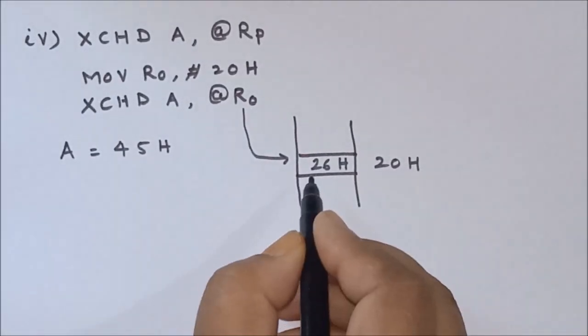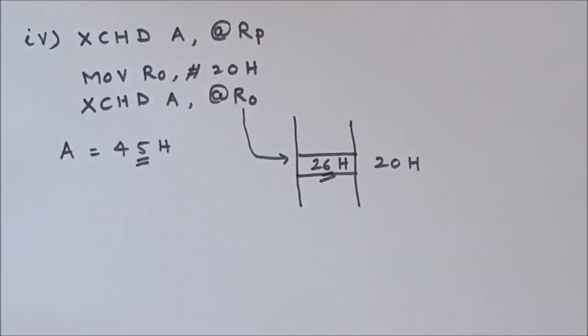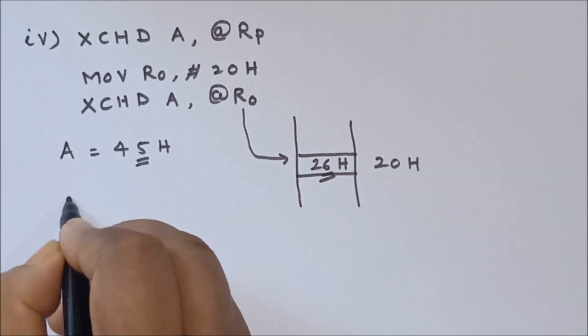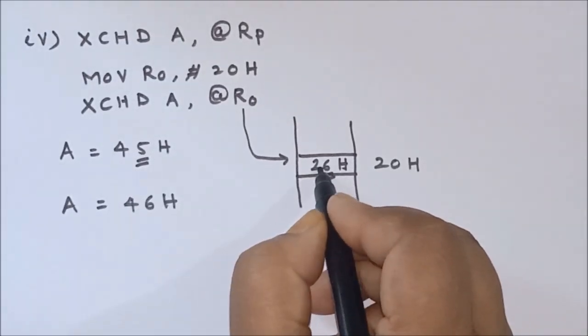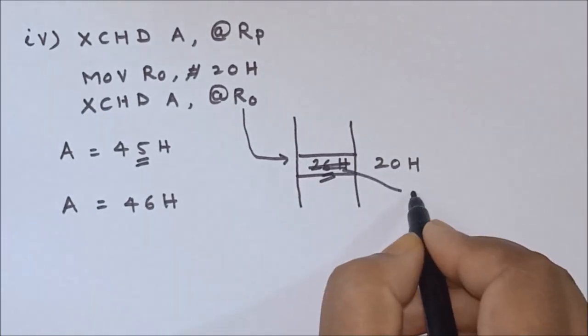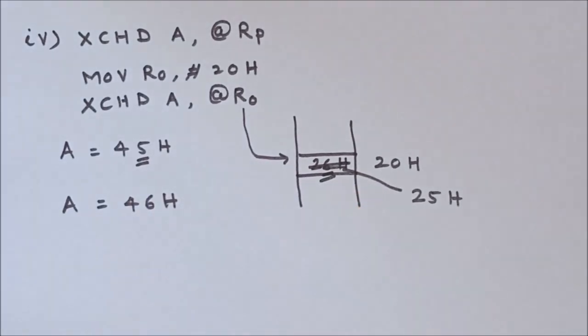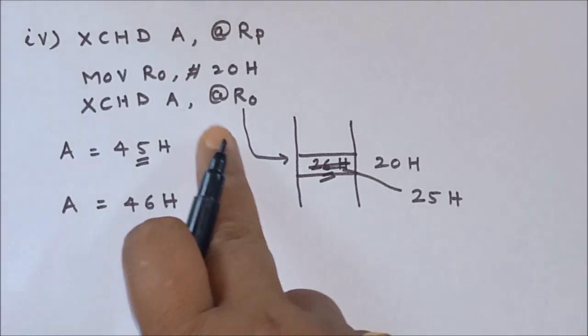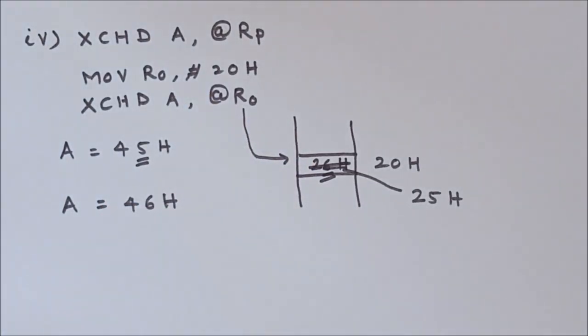So after execution of instruction, lower nibble of address location and lower nibble of accumulator will be exchanged. So in accumulator we'll get 46H, and at memory location the data will be, instead of 26, 25H. So only lower nibble will be exchanged using this exchange instruction. So accumulator is the operand. One of the operands in the instruction must be accumulator for exchange instruction.